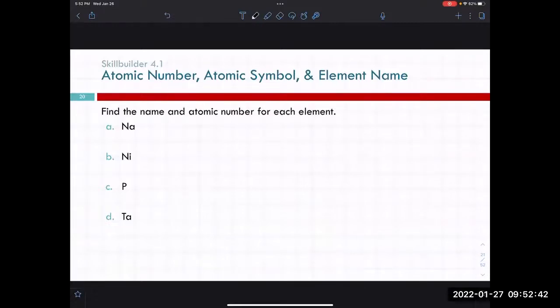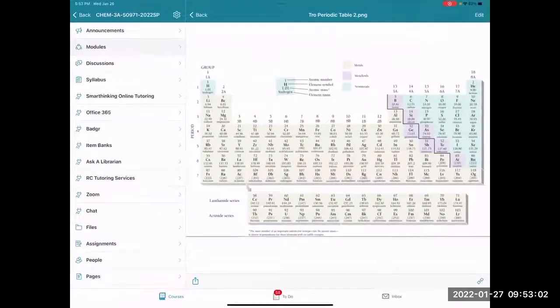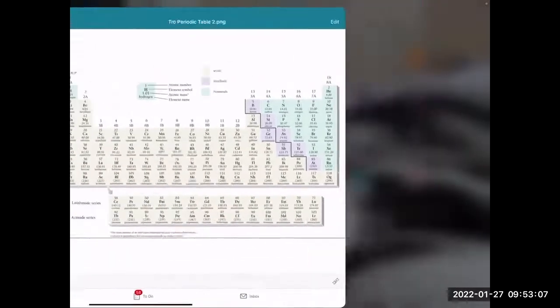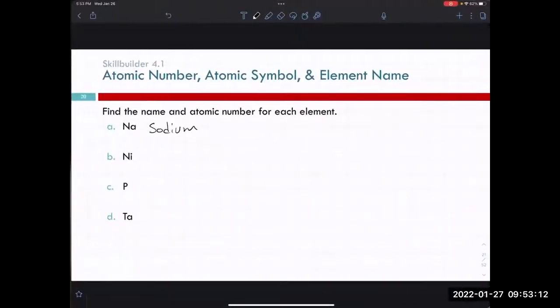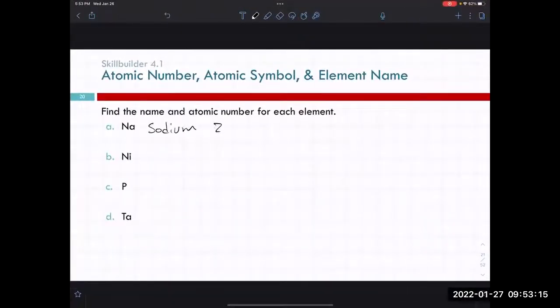All right, so without having a periodic table on hand, what is this first element? Sodium. Yep, sodium. And then the atomic number for each element. I actually don't know what it is for sodium. You come over here. So sodium is 11. It's on the left side here. So the atomic number Z equals 11.